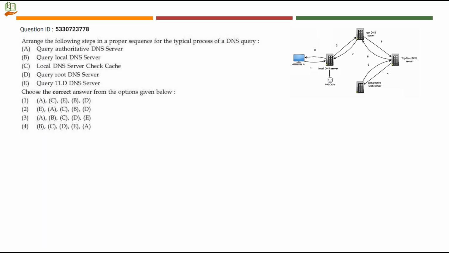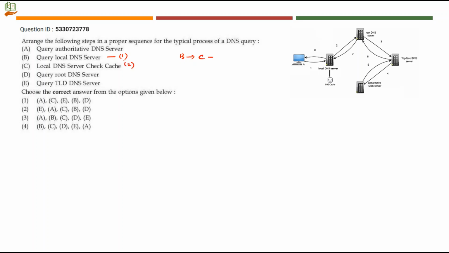So let's start answering this. We have query authoritative DNS server, local DNS server check cache, root DNS server, and TLD DNS server. TLD is top level domain DNS server. So it has to start with the local DNS server. So the web browser or the client will be querying the local DNS server first. So what will happen when it queries the local DNS server? The DNS server will actually check the cache first. So B, C.